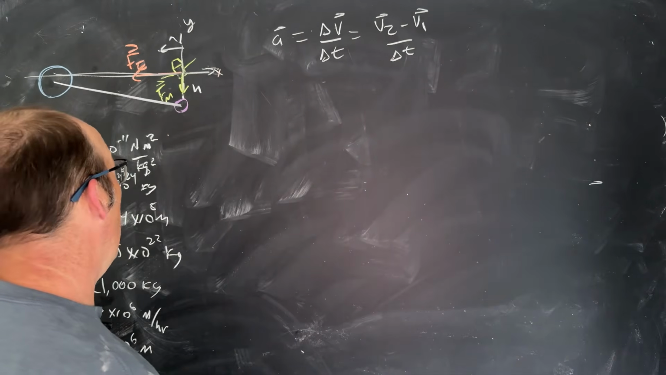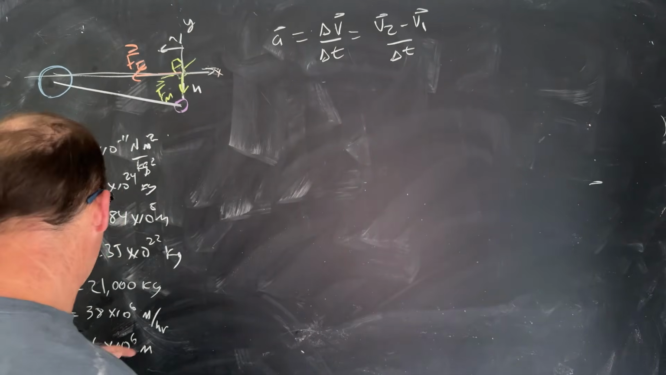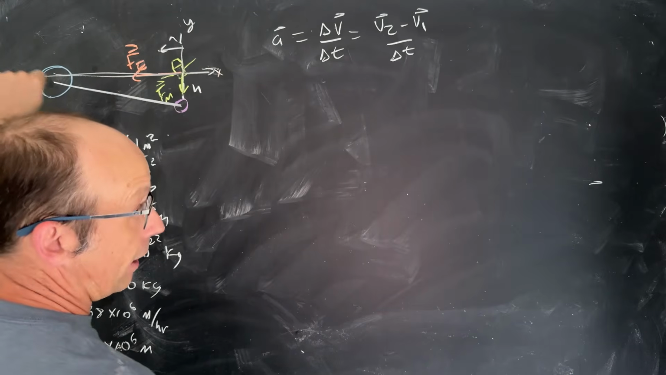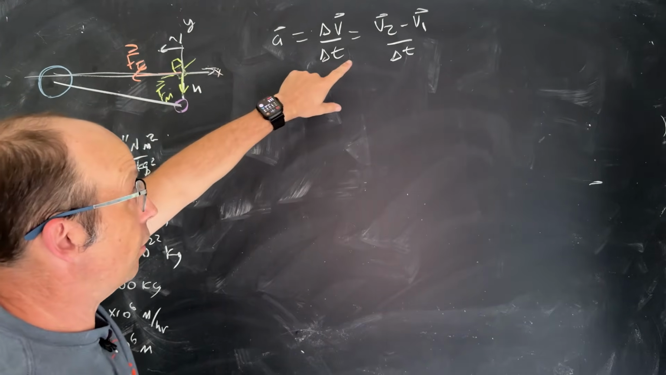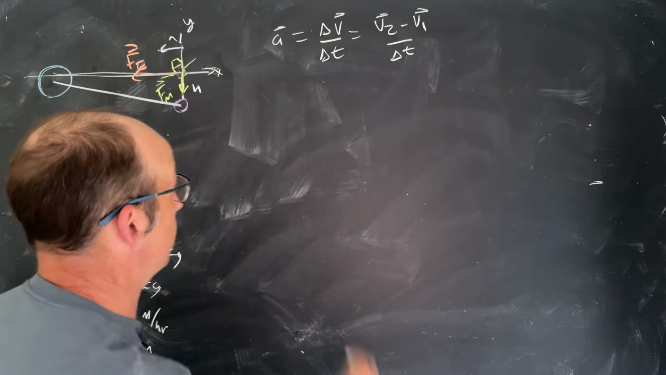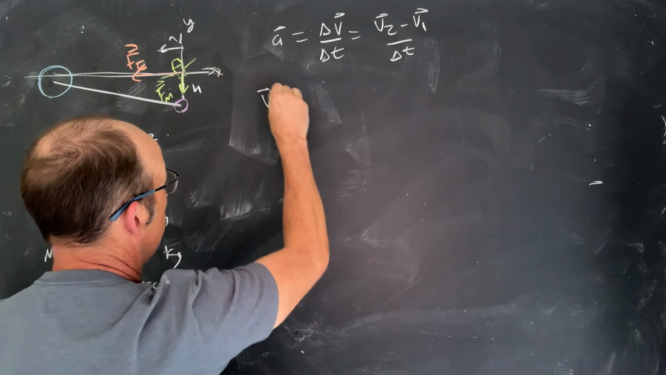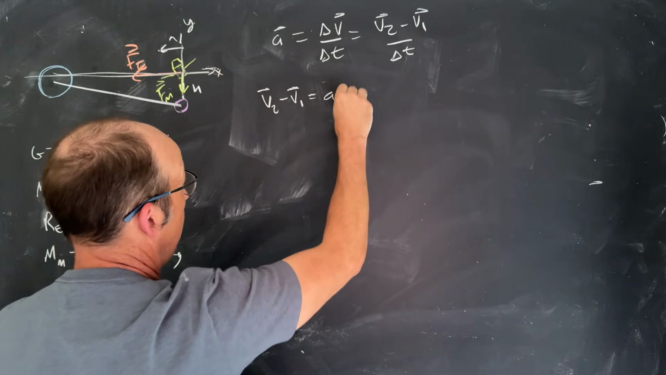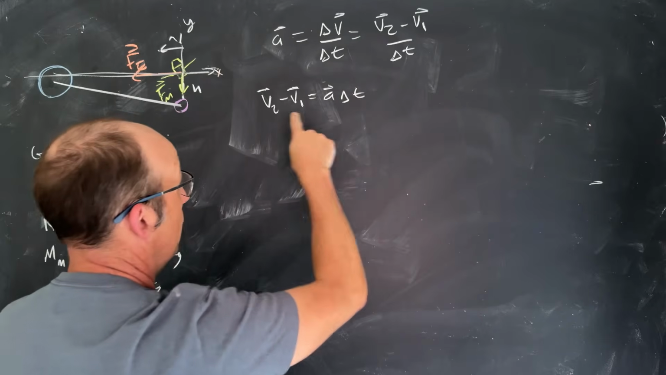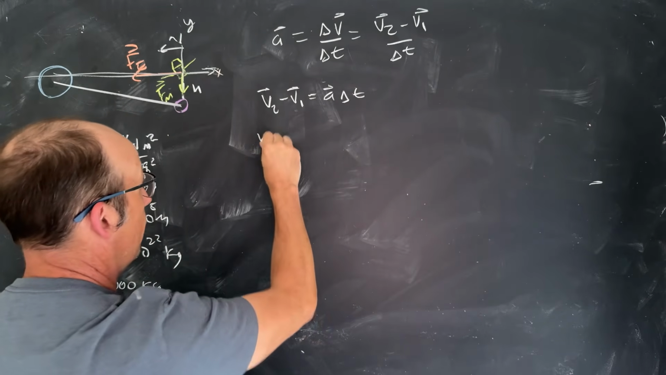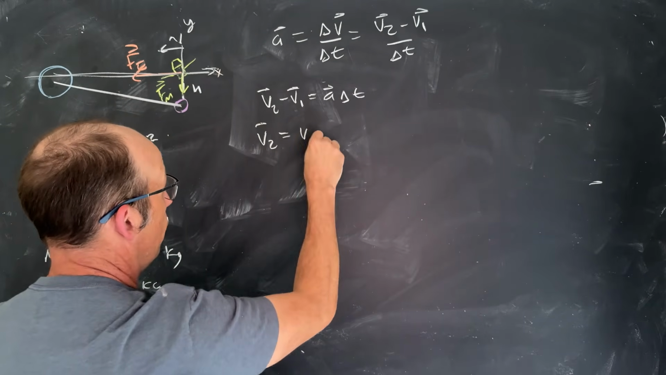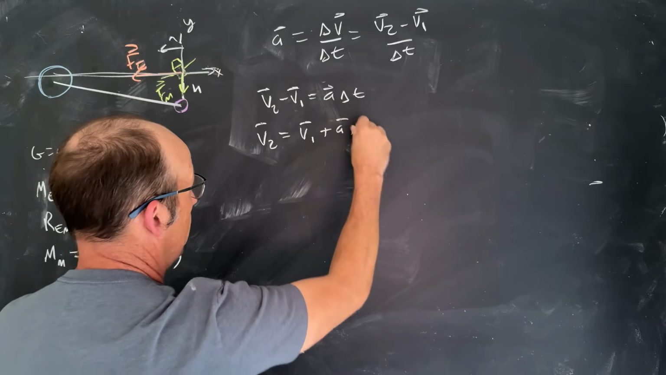Now, I know v1, it's given. It's a vector in the negative x direction. And I can use this to solve for v2. So I'm going to multiply both sides by delta t, and I get v2 minus v1 is a delta t. Now I'm going to add v1 to both sides. I get v2 equals v1 plus a delta t.